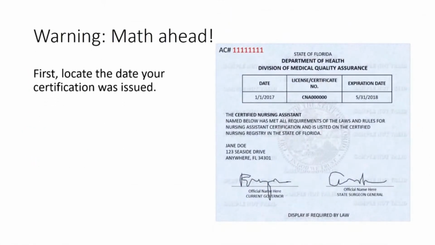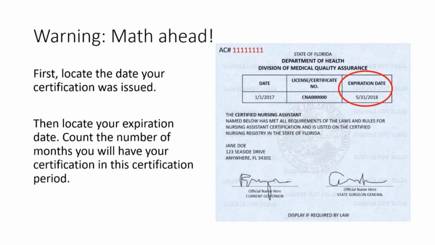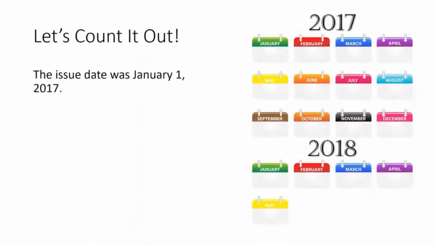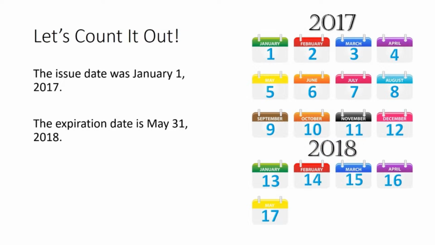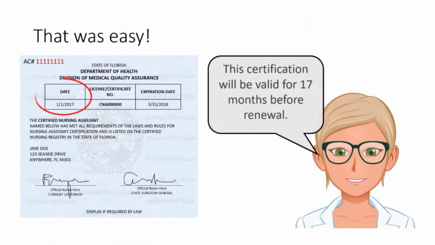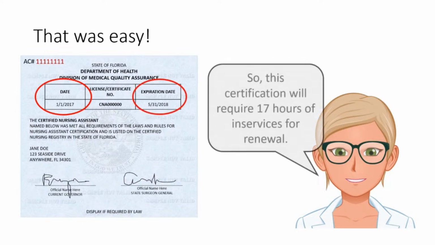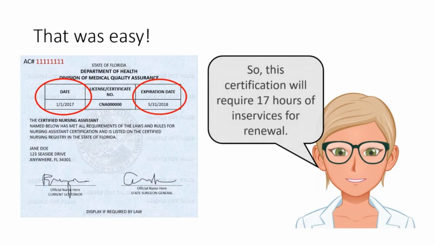First, locate the date that your certification was issued. Then locate your expiration date. Count the number of months that you will have your certification in this certification period. So if this certification issue date was January 1st, 2017, and the expiration date is May 31st, 2018, there are 17 months of certification. This certification will be valid for 17 months before renewal. So this certification will require 17 hours of in-services for renewal.